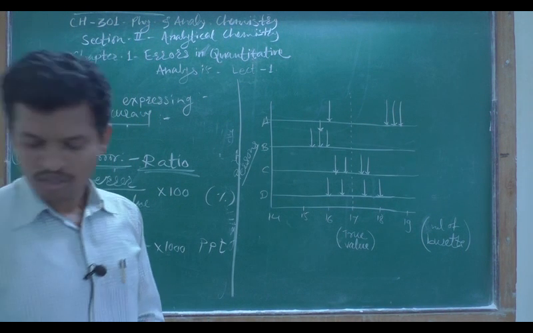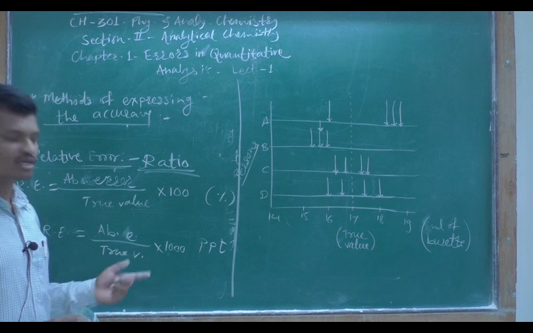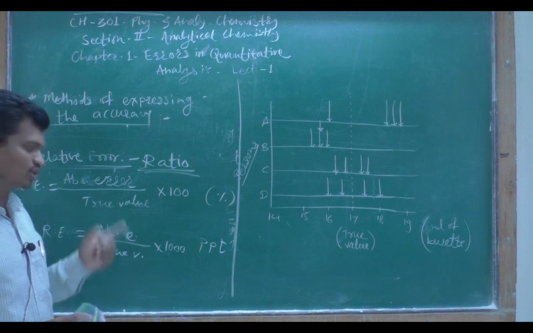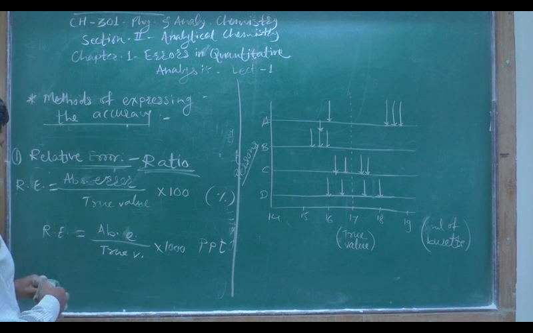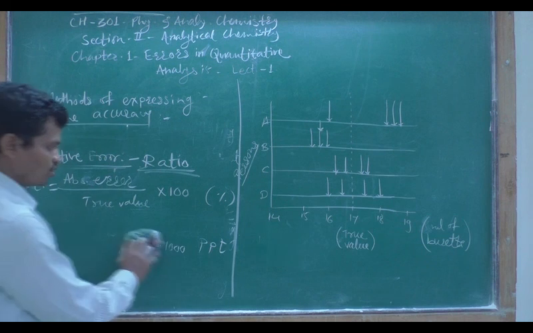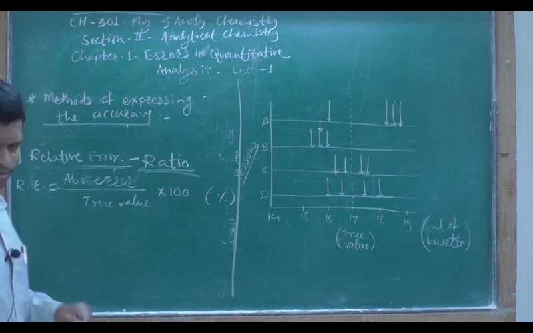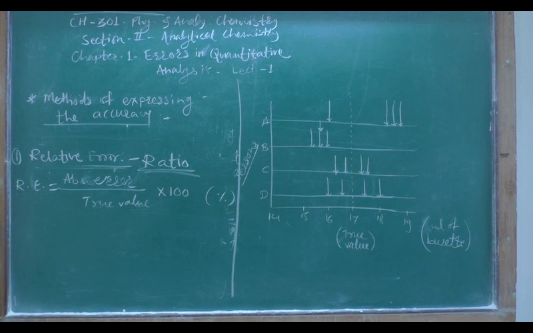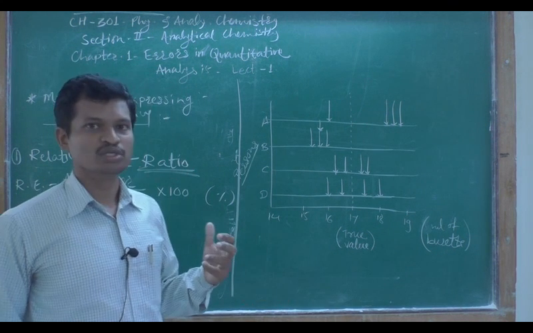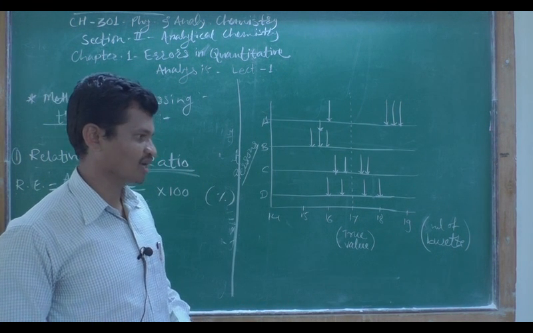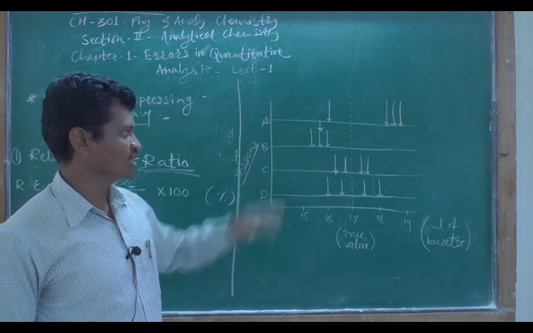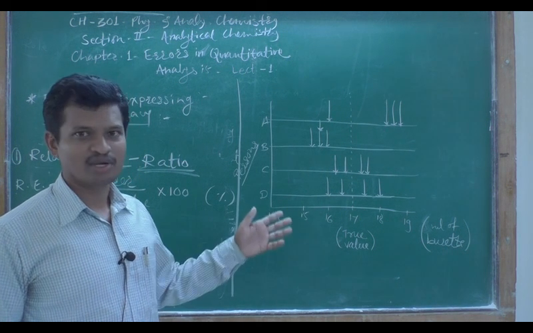Now this relative error has no units, because it is a ratio. Then we have one particular example in which we can understand the concept of accuracy and precision. Accuracy and precision can be explained with the help of this chart, or let us say this graph.